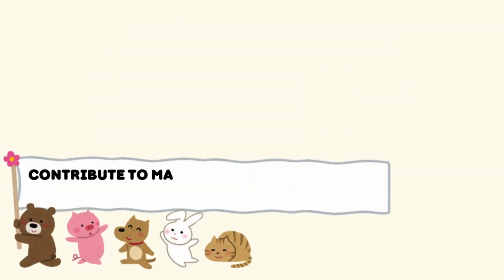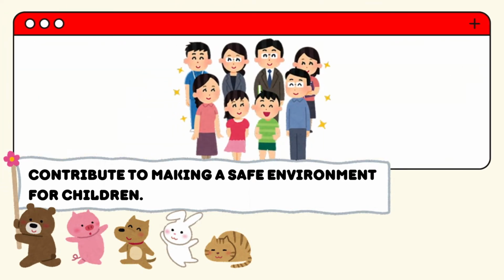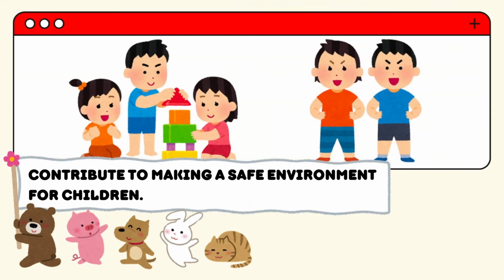First, contribute to making a safe environment for children. Just like adults, children need environments that help them feel secure. Children depend on us to protect them from harm and threats. Feeling safe allows them to build relationships with each other, become confident, and meet their potential. We cannot expect children to learn until they feel safe.